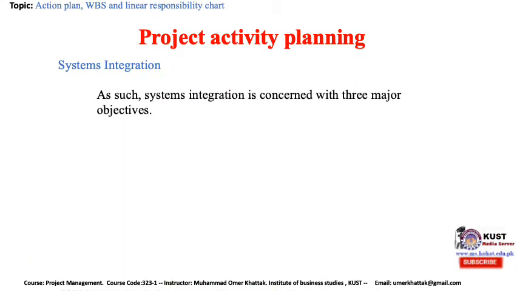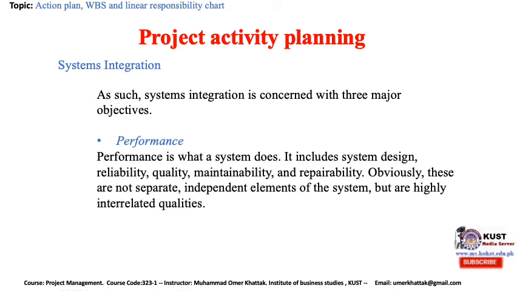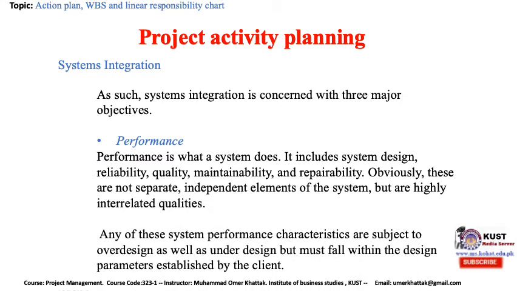As such, system integration is concerned with three major objectives. Performance. Performance is what a system does. It includes system design, reliability, quality, maintainability, and repairability. Obviously, these are not separate, independent elements of the system, but are highly interrelated qualities. Any of these system performance characteristics are subject to over-design as well as under-design, but must fall within the design parameters established by the client.